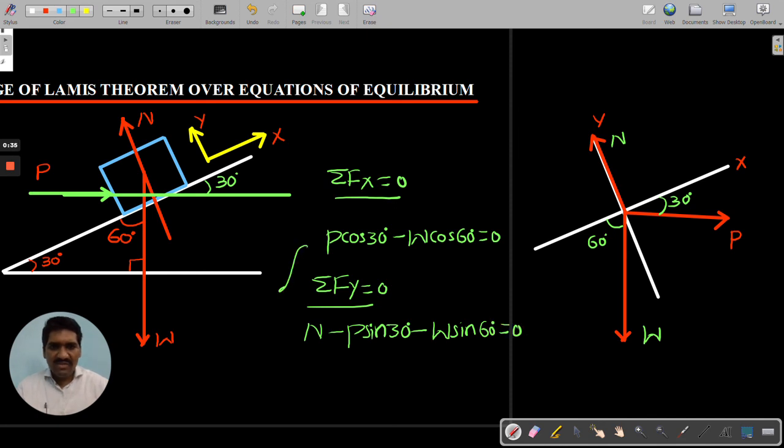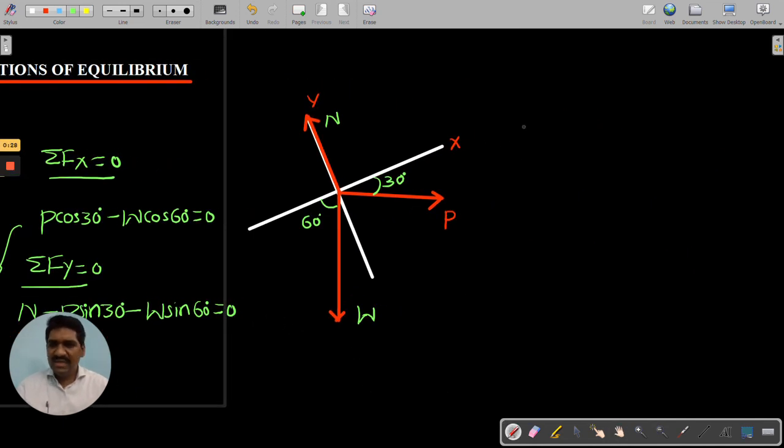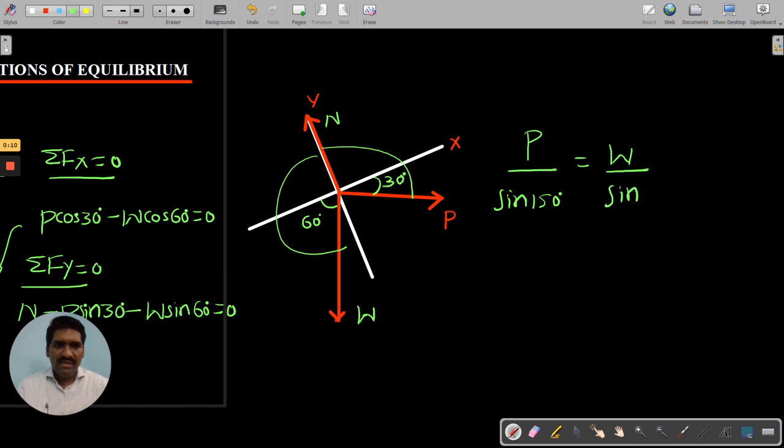Now by solving these two equations, we can get the value of P. And if you go for the application of Lami's theorem, in one single step you can get the answer. So P divided by sine of the angle between the other two. This angle has to become 60 plus 90, which is 150. So W divided by sine of the angle between these two, which is sine 120.